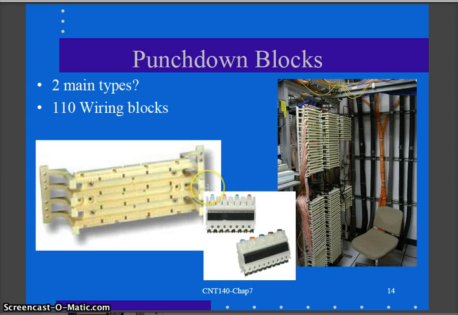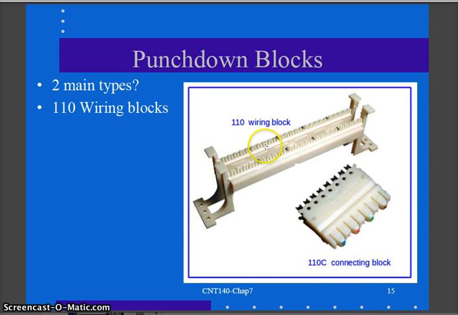Here's the other style, the 110 block, which we have talked about a little bit in, I think it was Chapter 4, the 110 block, AT&T Systemax, premise distribution system. Here is the 110 block. There's the block mounted on the wall, and there's the 110 connecting block that punches on top of it. There's a whole wall of 110 blocks. And here's another close-up of the 110 wiring block and then the 110 connecting block.